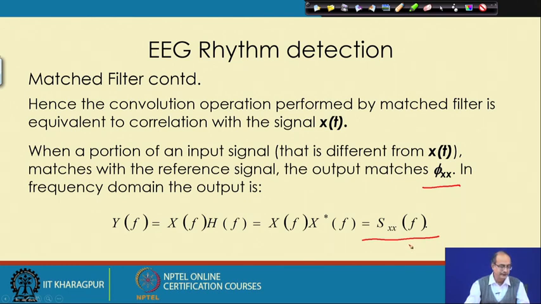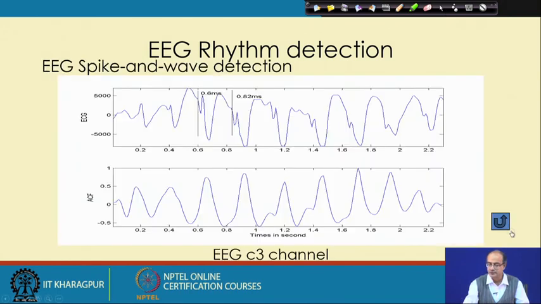So, in essence, the matched filter is also somewhat equivalent to what we were doing with the autocorrelation function in the previous case.